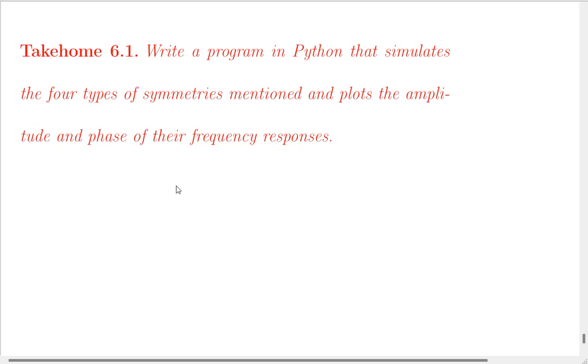Now take home 6.1. Write a program in Python that simulates the 4 types of symmetries mentioned and plots the amplitude and phase of their frequency responses.